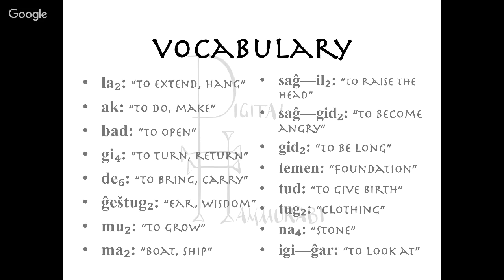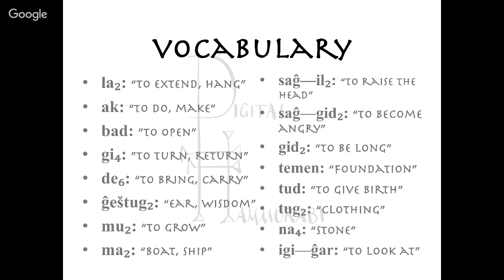Song-il-tu is a compound verb. Song is head. Il-tu is to raise up. So to lift up the head or to raise up the head. Song-gid-tu is to become angry. So song means head, and gid-tu means to become long or to stretch out. So if you stretch out the head, if you think about a forehead, if your forehead becomes stretched out or long, it means that you're angry. Gid-tu, of course, is to become long.